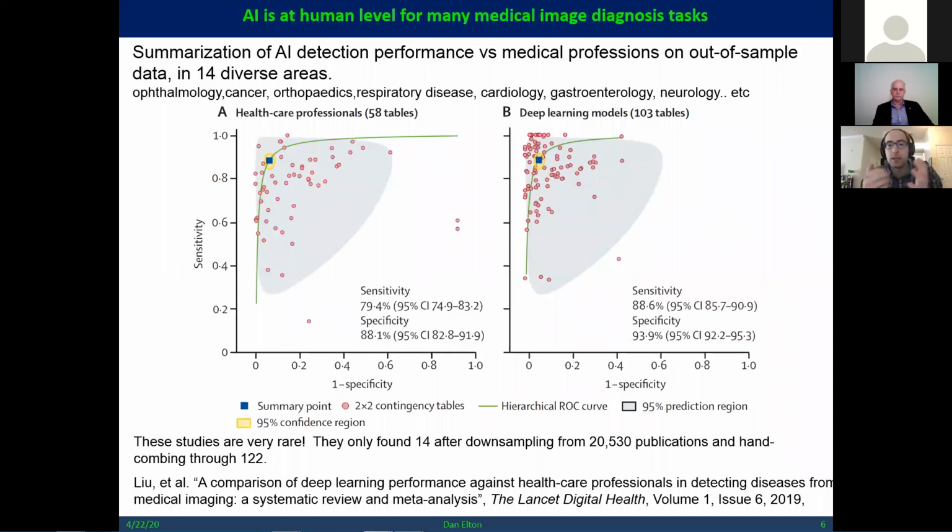That's really important because a lot of parts of the world don't have access to many doctors. So if you have a system that's at the level of your average doctor, you can use that for diagnosis, or at least for triage and prioritization, healthcare prioritization.